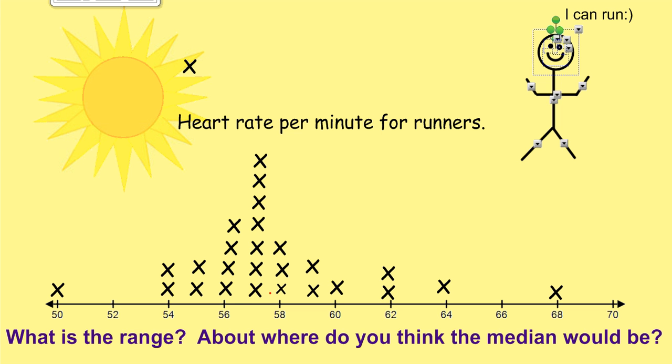So what did you get? You probably found that it was somewhere in this area. It's easy to find it when you look real quickly for the median. And the range we can find: 68 minus 50 is 18. So it's a great way to display data.